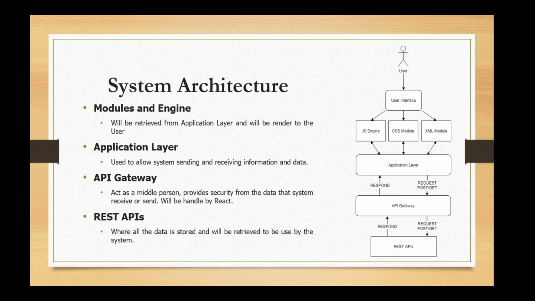And next is the application layer. It is used to allow the system to send and receive information and data. And the API gateway acts as a middleman, providing security for the data that the system receives or sends. This API gateway will be handled by React and the REST APIs, where all the data is stored and will be retrieved to be used by the system.